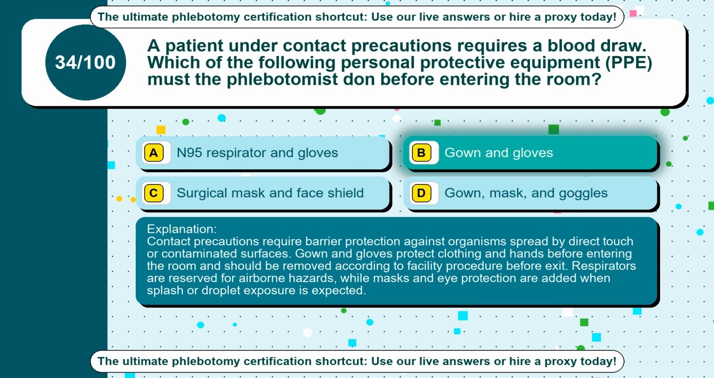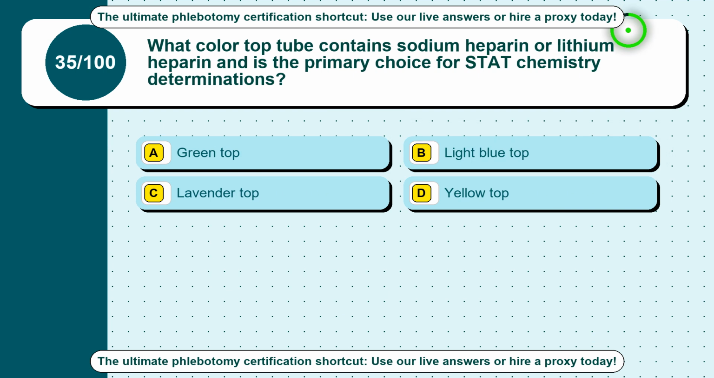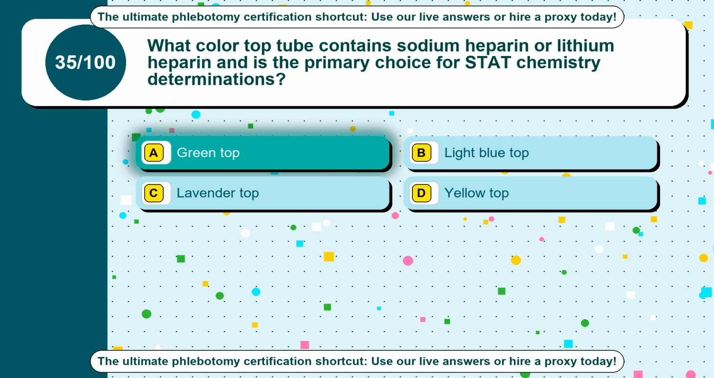Question 35. What color top tube contains sodium heparin or lithium heparin and is the primary choice for stat chemistry determinations? Option A, green top. Option B, light blue top. Option C, lavender top. Option D, yellow top. The correct answer is option A, green top.